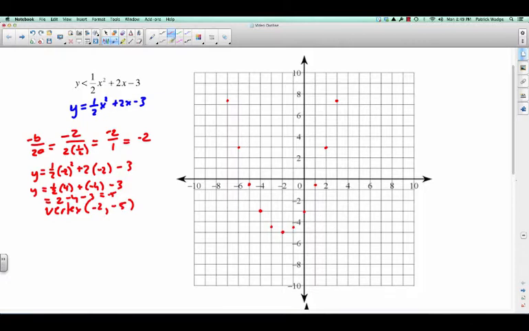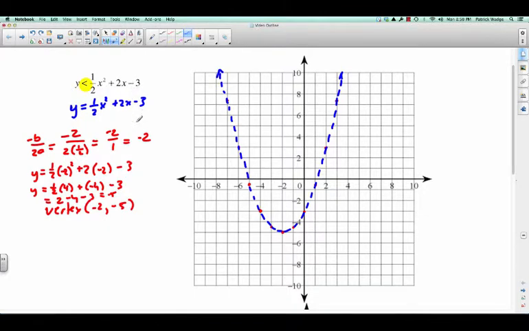Here we go. Oh wait, before we draw it, should I be making it solid or dotted? Well, if you take a look back at the original question, it's just y is less than, not equal to. So this should be a broken parabola. So I'll try to do that now. Okay, not bad. Now you're going to shade one side or the other.